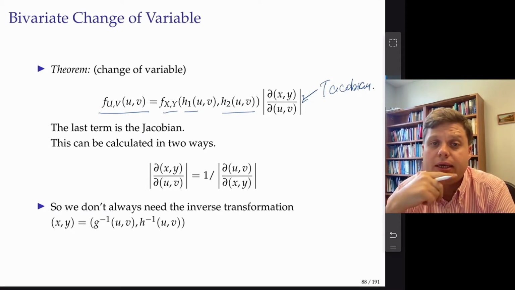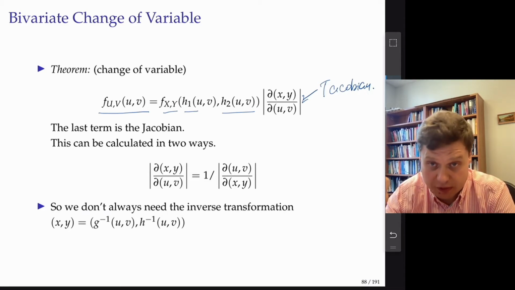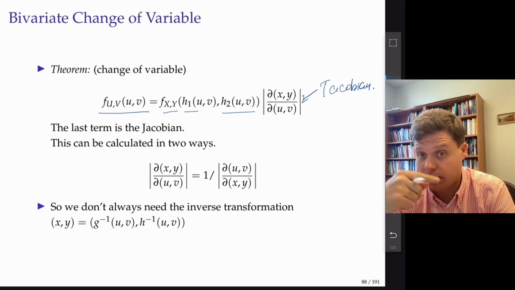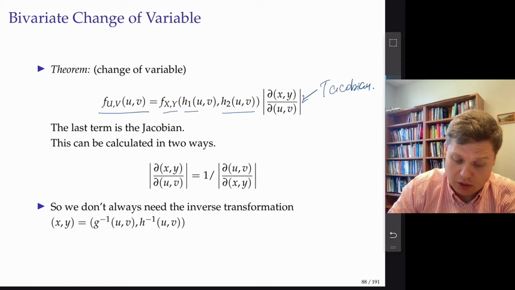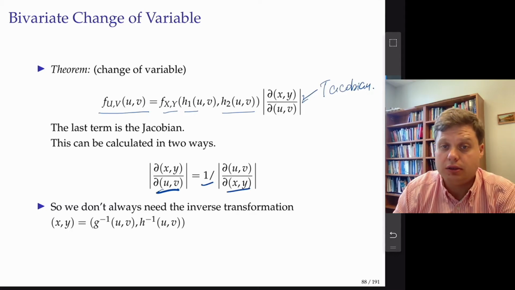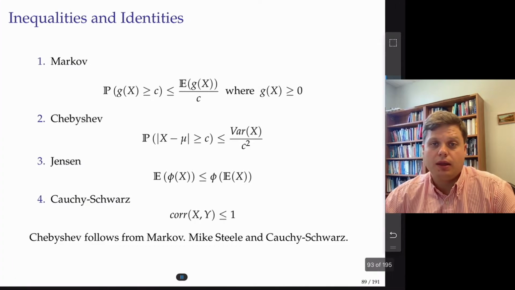One nice little trick here is that instead of calculating the derivative with respect to u and v, you actually can calculate the derivative with respect to x and y. So you don't really have to invert the transformation functions. Instead, you can just take 1 over the Jacobian, where the Jacobian is calculated from derivatives with respect to x and y.